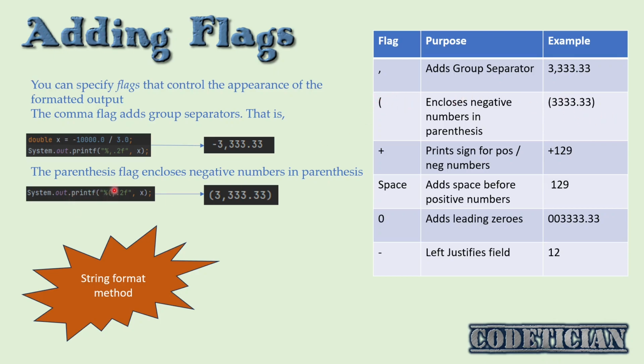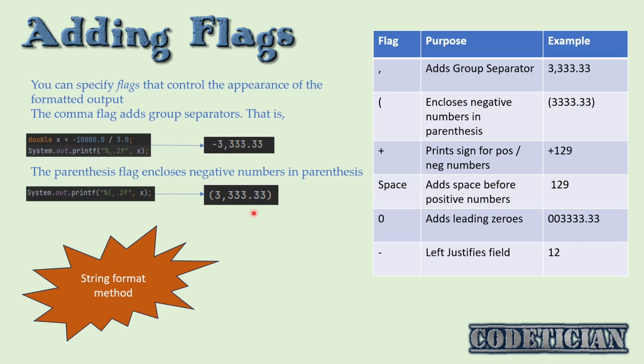Now, if I do this left parenthesis, I can simply transform my output, and if it is a negative number, it will be enclosed within the parentheses. Now, you can use multiple flags together. Here, if you can see, I'm using two flags. One is the left parenthesis, and the second one is the comma. The left parenthesis will enclose my negative number within these two parentheses, and this comma will add a group separator.